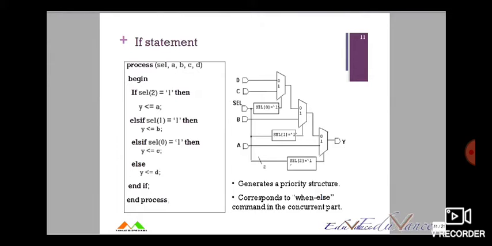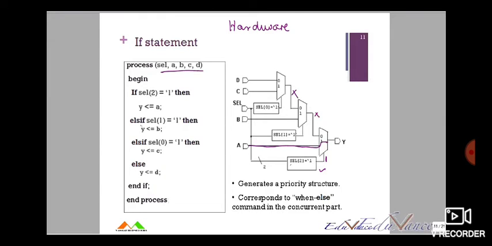So let's look at what will be the hardware for the priority logic. Again, your sensitivity list will have A, B, C, D. If your select 2 is equal to 1, then your y will be a. So as long as this guy is 1, your y will always be a. At that time, I don't care about this, I don't care about this.